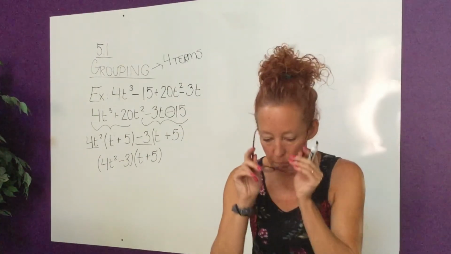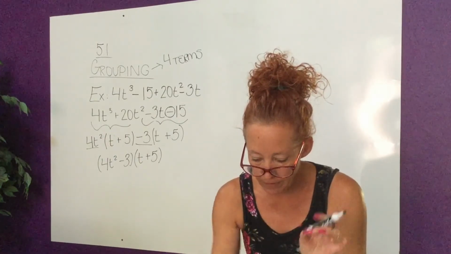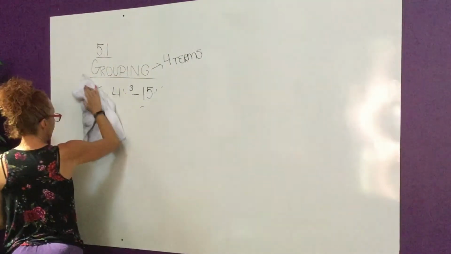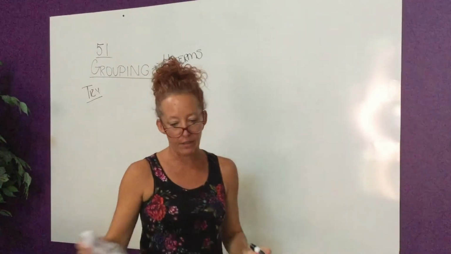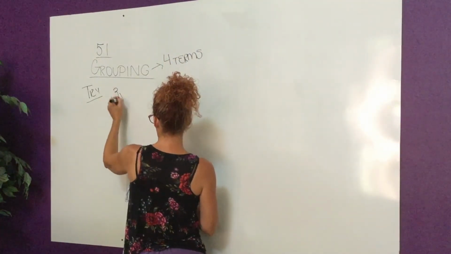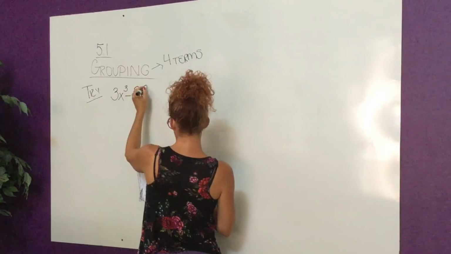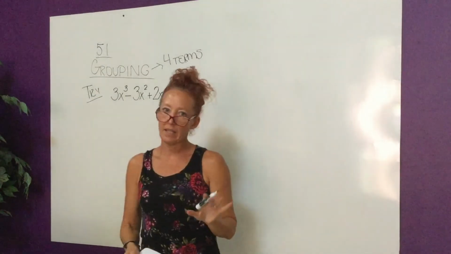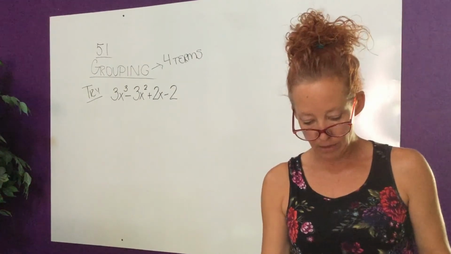All right, let me just double check there. I think that'll cover everything. If you would like to try one, I didn't give you a GCF one to try, but we can stop and try this one. So if you don't feel like you need to try, go ahead and fast forward to the next section. Let's do 3x to the 3rd minus 3x squared plus 2x minus 2. It's in descending order, so I didn't want to trick you there. So you can go ahead and try that.